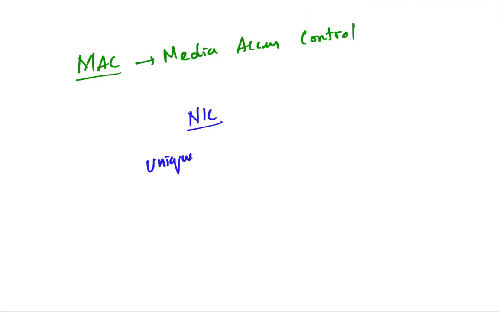Just like we have an IMEI number for phones, right? Every phone has an IMEI number. The same way, every network interface card has a unique ID, which is basically called a MAC address.